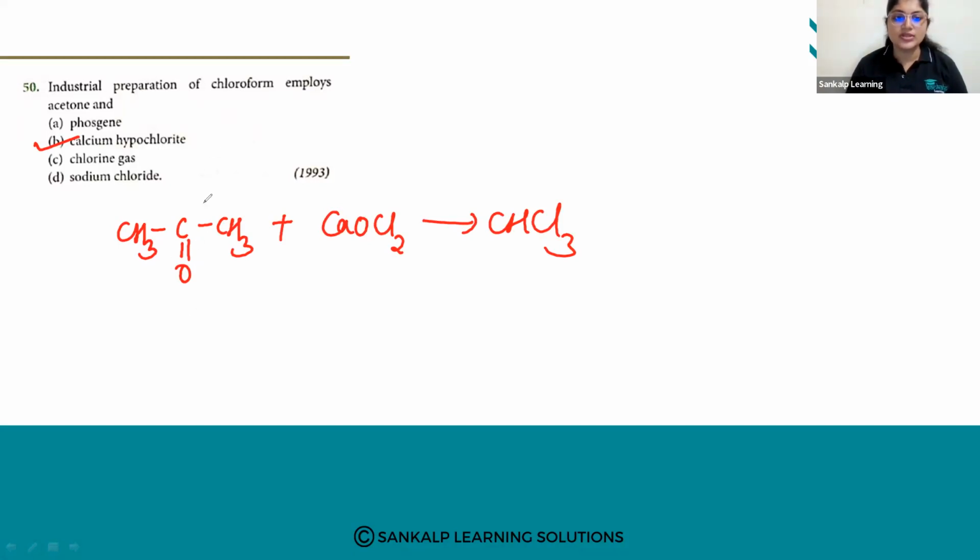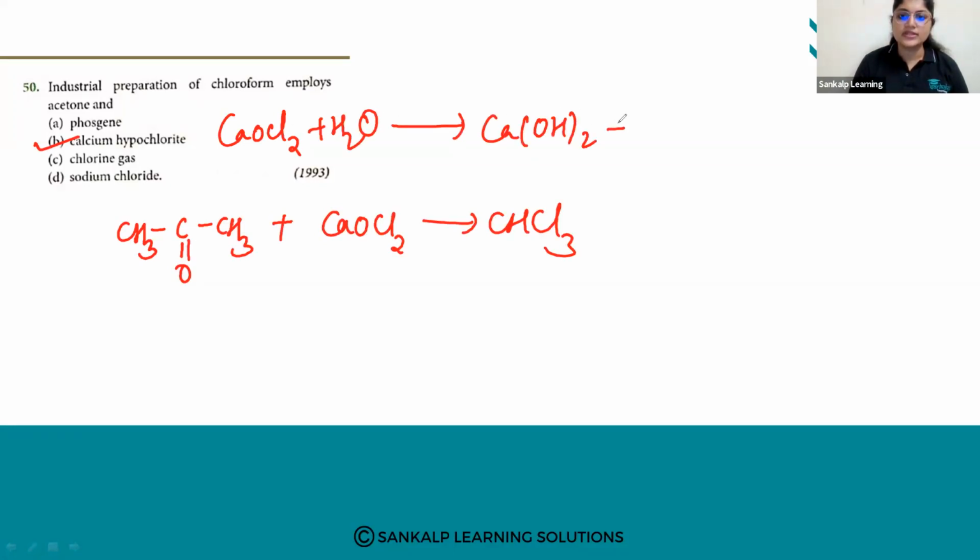So the steps are like this. Calcium hypochlorite reacts with water to give you calcium hydroxide plus chlorine. This chlorine which is obtained acts as a mild oxidizing agent as well as a chlorinating agent here. So the acetone and the hypochlorite are used for the preparation of chloroform. Understood? So remember calcium hypochlorite.